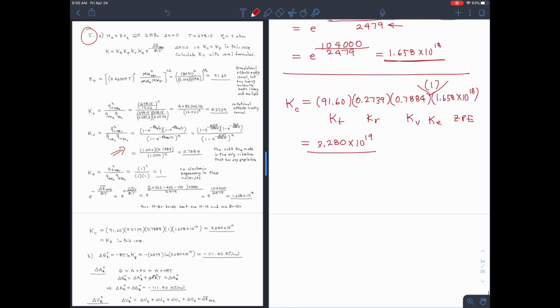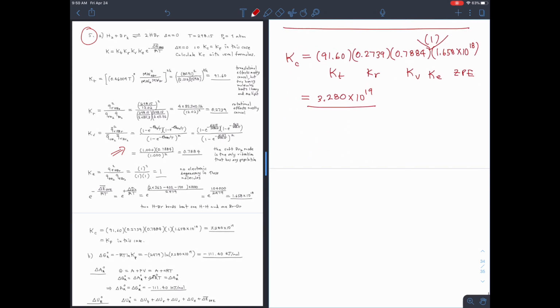All right, then we have Kc. From Kc, now that was all of part A. Now part B, the very easiest thing to calculate is delta G for reaction. That's minus RT log of Kp really, but that's the same thing as RT log of Kc in this case. And that is equal to minus 2479 log of 3.280 times 10 to the 19th, which turns out to be minus 111.40 kilojoules per mole.